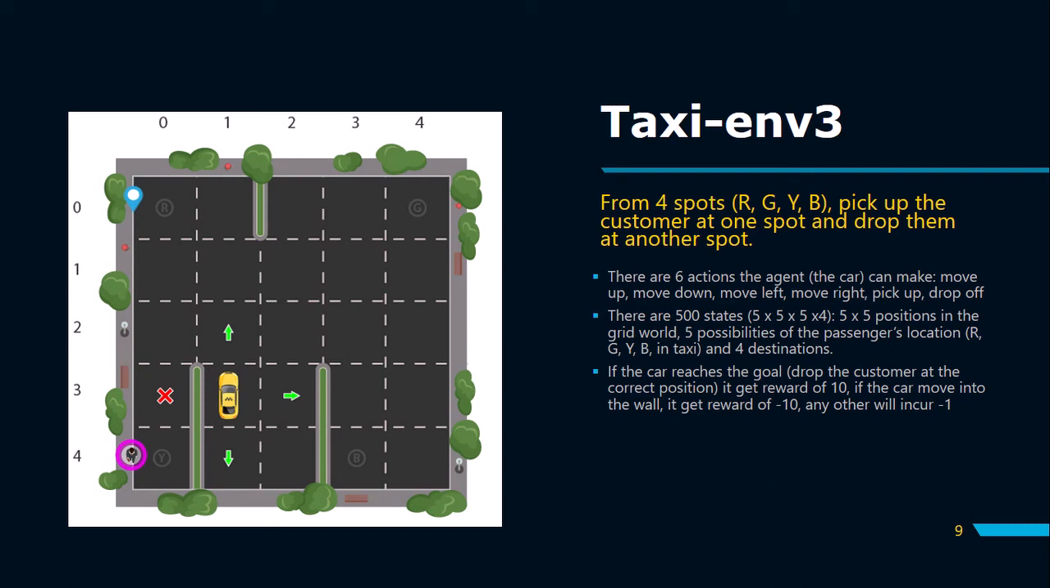And finally, the next one is the reward. That's how we do the MDP. If the customer reaches the goal, the reward will be 10. If the car moves into a wall, it gets a reward of minus 10. And for anything else, it's just minus 1. So that's how the reward system works in this case.